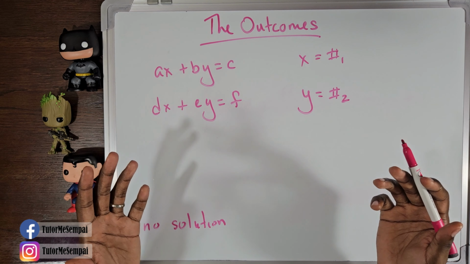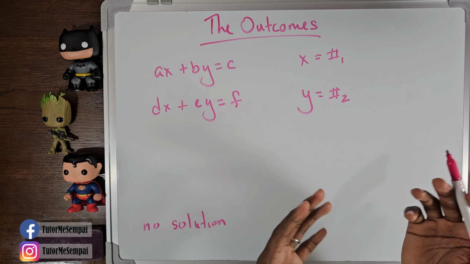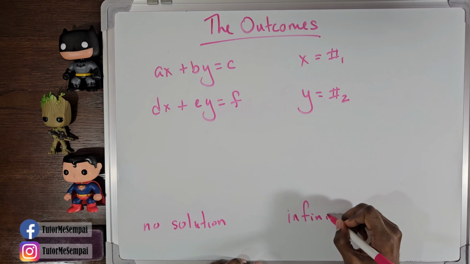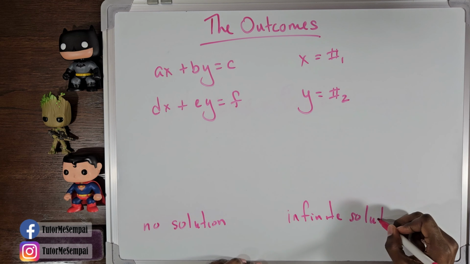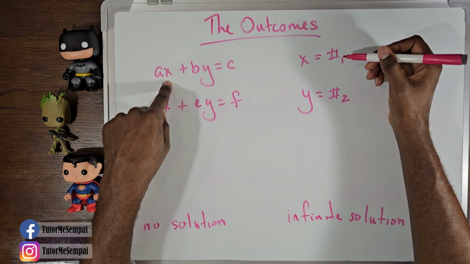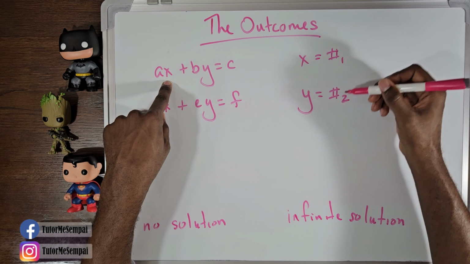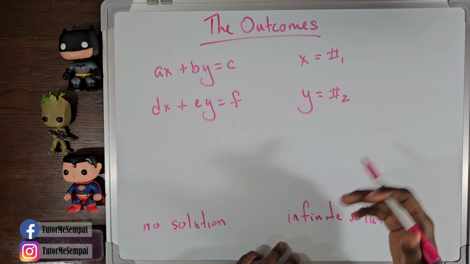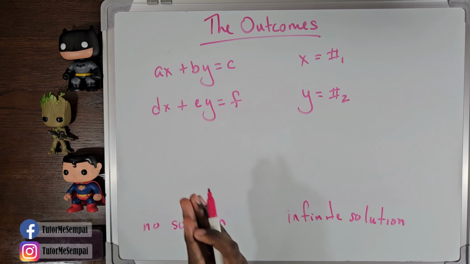There may be other times when you find that you have way more than just one solution. You will have infinite solutions that work. That means that if you have an x, you can always find a y. It doesn't matter what x you plug in. You will always find a y that works for both. And this is going to be determined by how the outcome looks.